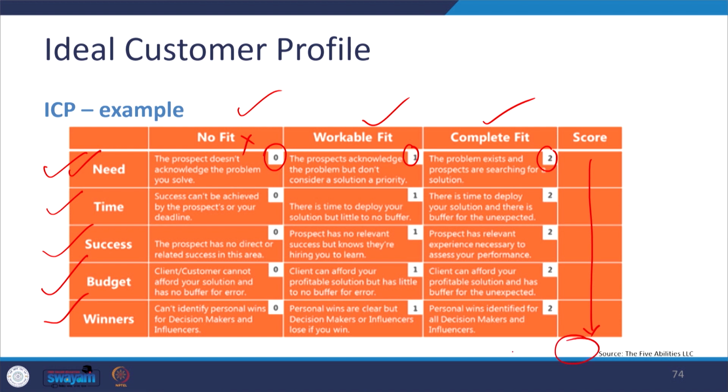There are different parameters again, let's say time, whether the particular prospect can be converted into a final customer within a specific time or not. Budget also, and winners, for example: can't identify personal wins for decision makers and influencers, score 0; two, personal wins identified for decision makers and influencers. So based on the interaction of your sales team with the customer, you can assign different scores, whether the customer fit is a workable fit or an absolute or complete fit. Based on that you can give scores, then have an aggregate score, and then you can approach that particular client based on the ideal customer profile that is created.